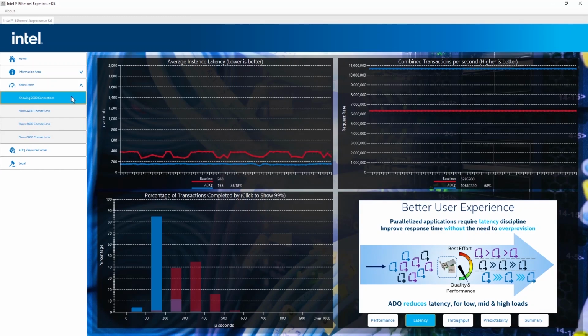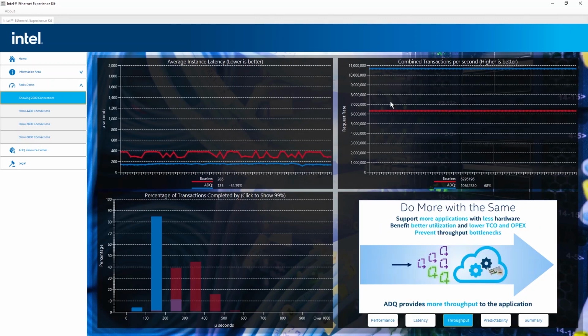For example, 2200 connections. Non-ADQ system, here in red, shows average latency around 320 microseconds. At the same time, an identical system equipped with ADQ's express traffic lanes, here in blue, shows average latency around 150 microseconds. Conclusion: ADQ provides evident average latency decrease for a prioritized Redis application of about 50 to 60%.